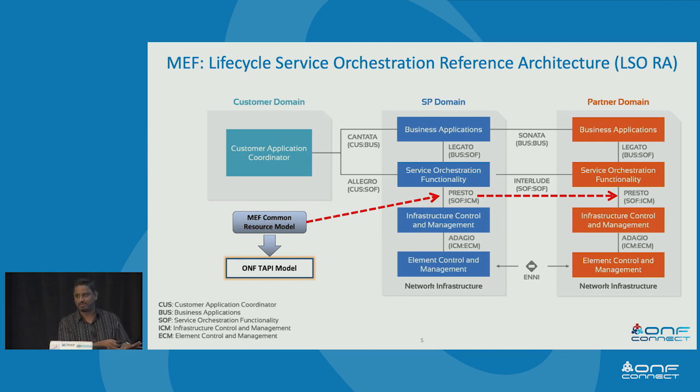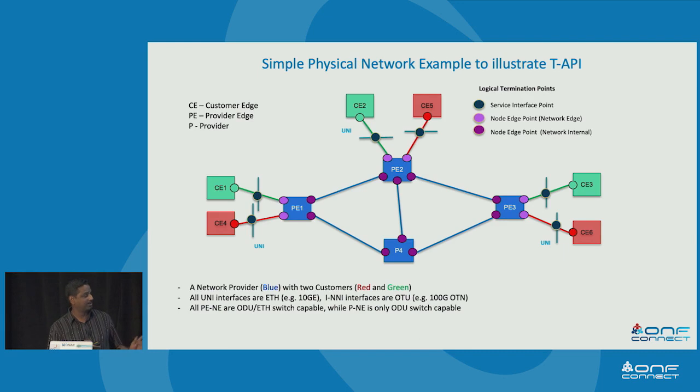and infrastructure control management. And this is a logical figure, right? It doesn't say whether you do hierarchical control, SDN control, or a single distributed SDN control. That's not the purpose of the figure. It's more of a logical breakdown, just to give an idea of where transport API has been applied. Right? This is the introduction to TAPI.